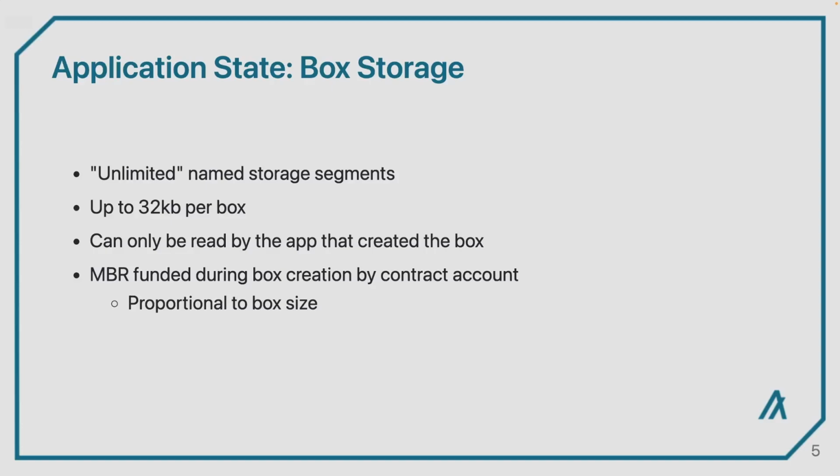And what's also different about boxes is that because you can have an unlimited number of boxes, the MBR is funded during the box creation itself by the contract itself, and it's proportional to the box size. So, for example, when you create a smart contract, it'll say use 0 global storage. You just pay the MBR for the app itself. But as you add boxes, you need to pay for those boxes. I'll show you what this looks like in the code, but you basically need to fund the smart contract itself before you create the box so it can cover that MBR requirement.